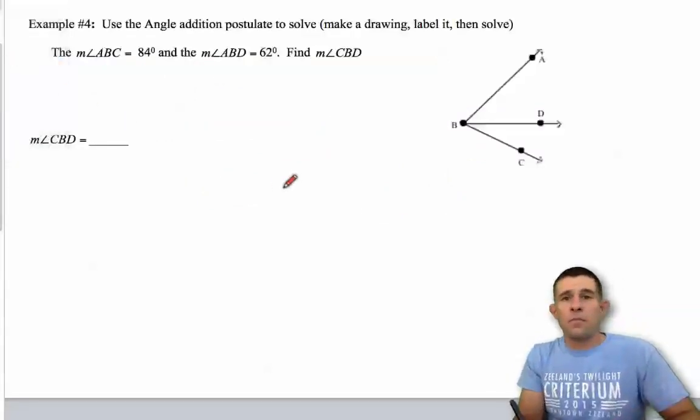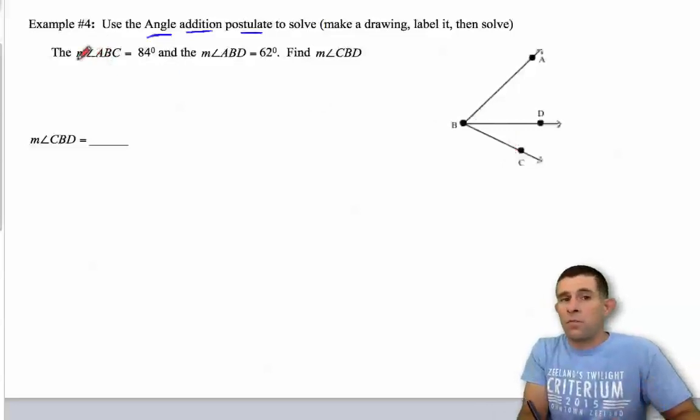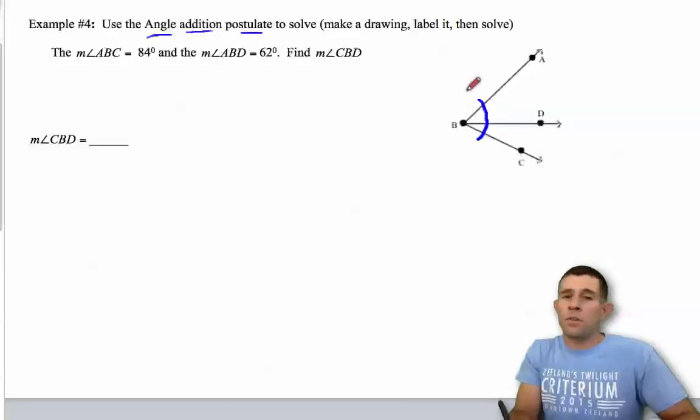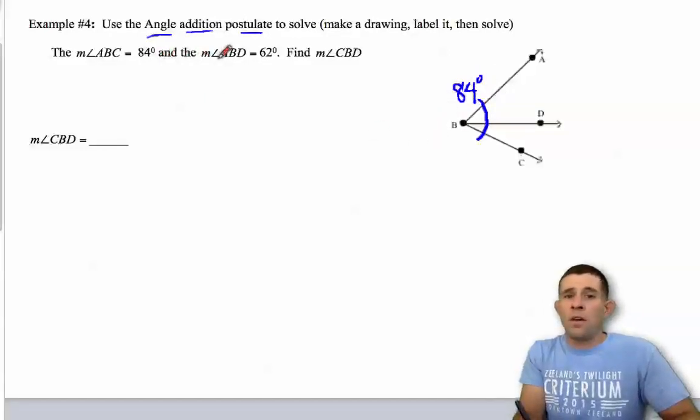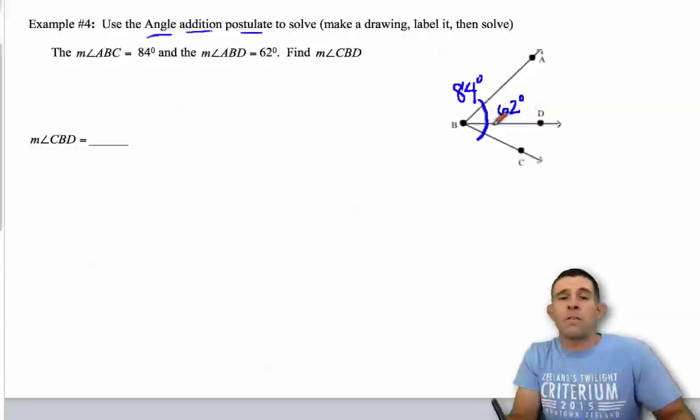All right, for our next example, we see that we're going to use the angle addition postulate to solve this. We're going to make our drawing. Actually, we already have our drawing, and we're going to list what we have. So we know that the measure of angle ABC, that's our larger angle ABC, is equal to 84 degrees. So the way I denote that is to put a big arc mark through that and 84 on the outside. Now I also know that ABD is 62, so A to B to D is my smaller angle, and that's 62 degrees. And I'm going to put that measurement inside the angle.